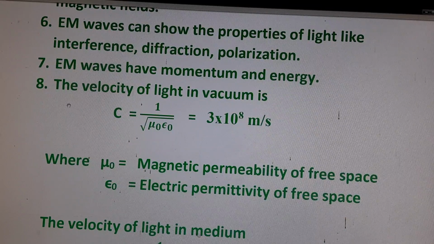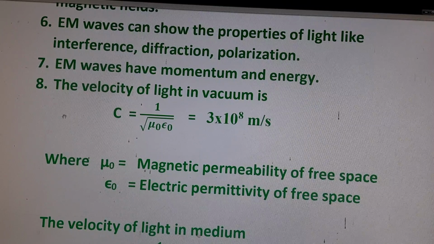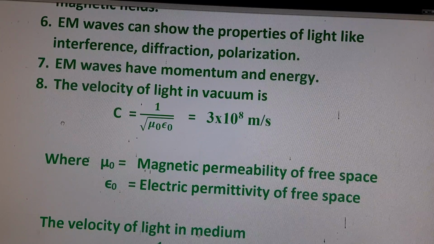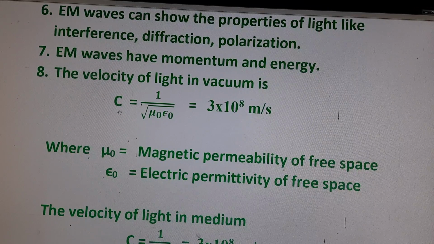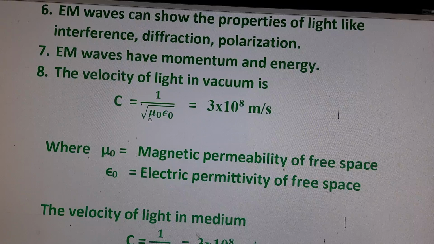Next, electromagnetic waves have momentum and energy. The velocity of light in vacuum is the electromagnetic wave velocity. Electromagnetic waves travel in vacuum as well as in a medium, so they have the same velocity. The velocity c is equal to 1 by the square root of mu naught epsilon naught. The value is equal to 3 into 10 power 8 meter per second.